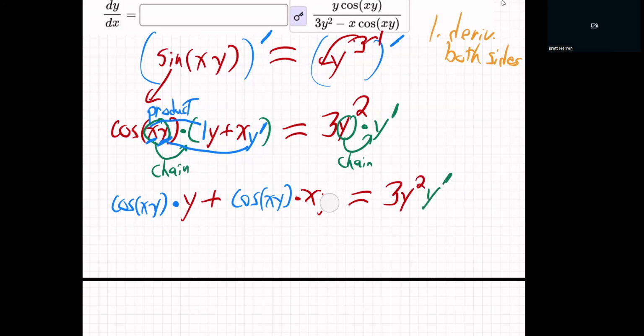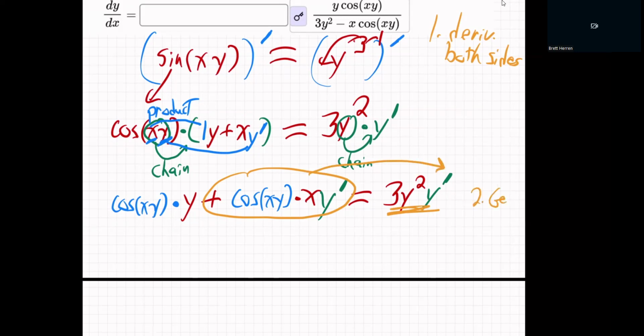Let me make both those y primes green so we can see it. See what happened there? I took that cosine xy and went boom, 1 times y is just y, and boom, cosine xy, x y prime. The other side hasn't done anything. Now, what do we do? Well, you've seen this before. This term and this term, they both have y prime. I'm going to jump this guy over here because why?